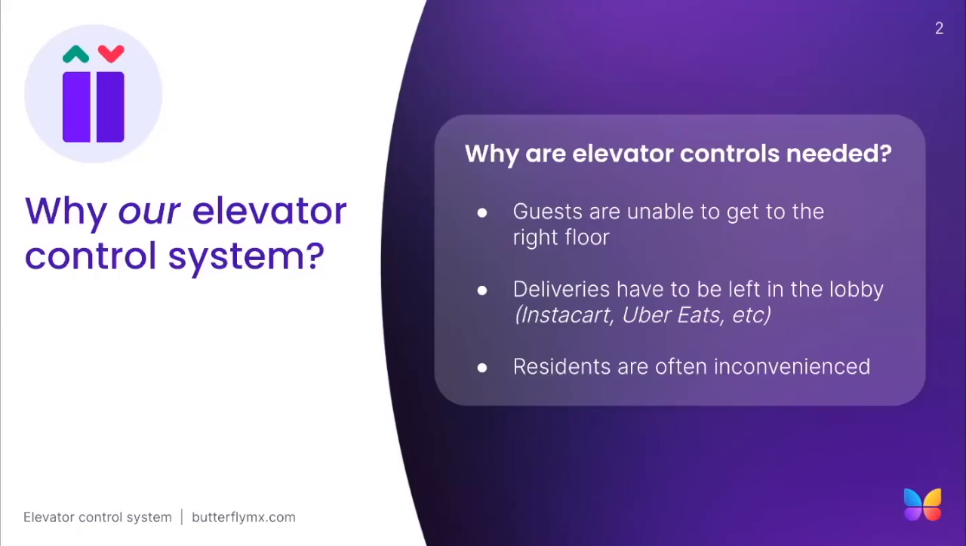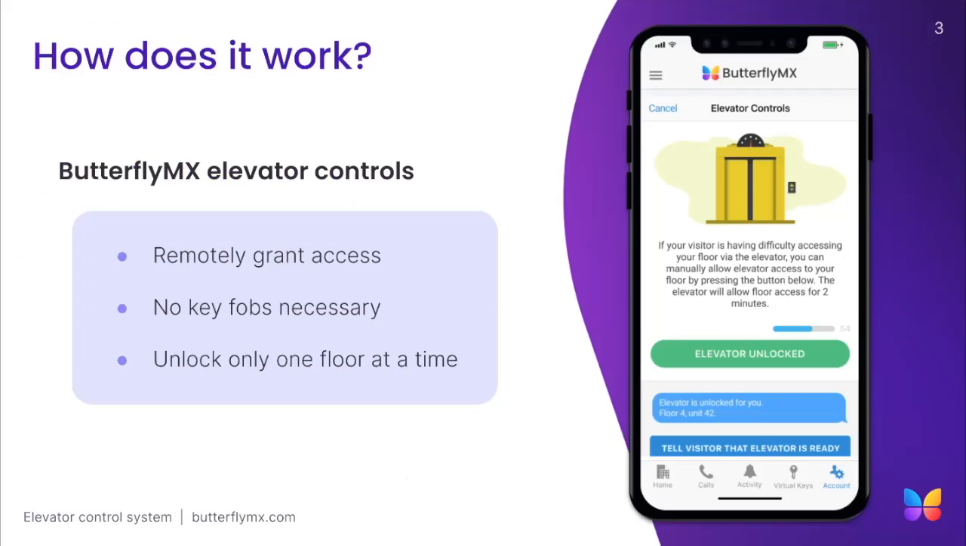That is where the Butterfly Max elevator control solution comes in. This system allows residents to remotely grant access to the elevator based on the existing permissions of the resident. When a guest places a call from the video intercom and the resident grants access, our video intercom is able to communicate with the elevator control system to unlock the appropriate floor of the resident. This results in a seamless experience for both the resident and guest.